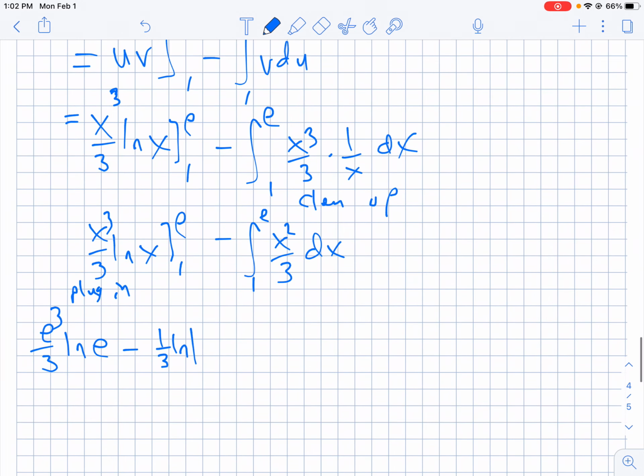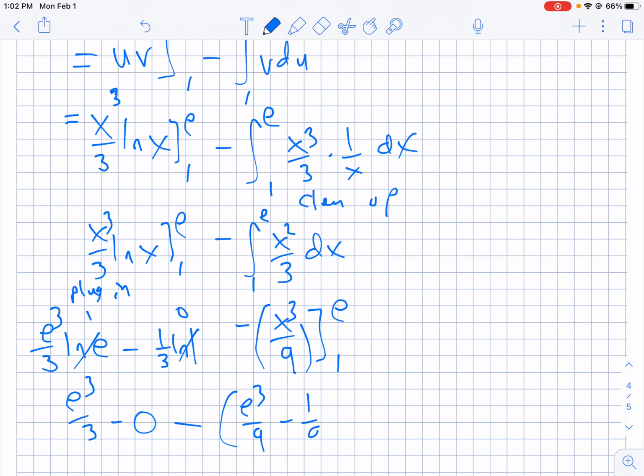Sorry about that. So anyway, when we do this, the natural log of 1 is 0, so this is 0. So this just becomes e cubed over 3 minus 0. When I do this integral, this is x cubed over 9, or x cubed over 3 times a third, going from 1 to e. So when I plug that in, be careful with parentheses. When I plug in the e, that's e cubed over 9 minus 1/9.